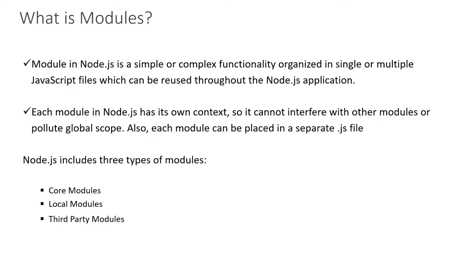Okay, we have three types of modules. One is core modules, the standard modules that are available in Node.js. The second one is local modules, which are developed by ourselves. Third, third-party modules, nothing but those developed by others and published in the market. You can use the module with npm install and the module name. It will bring it into your application. Okay, those are the third-party modules.